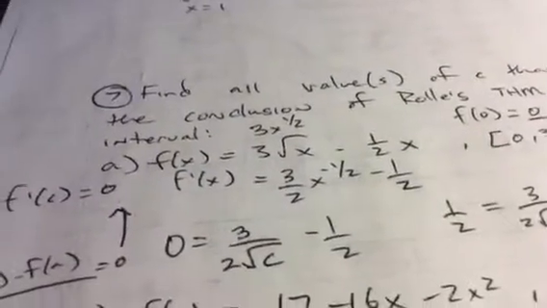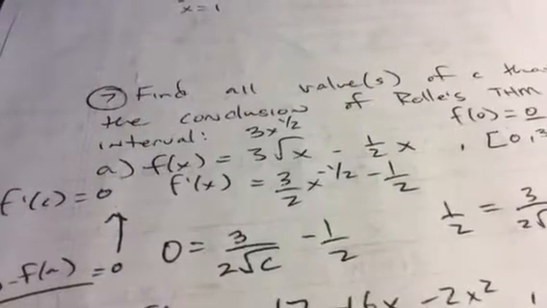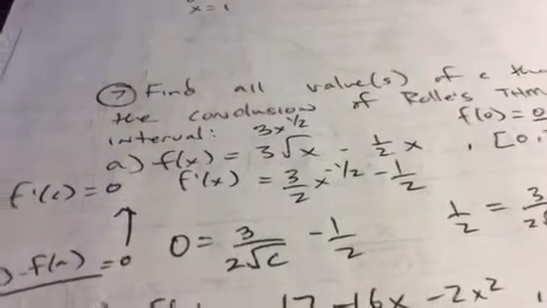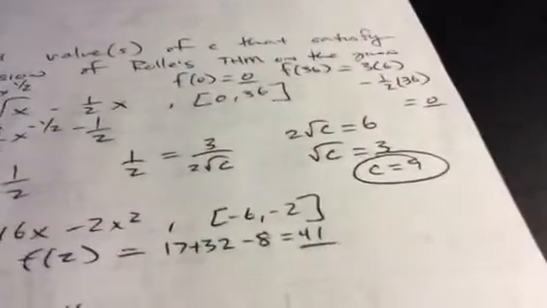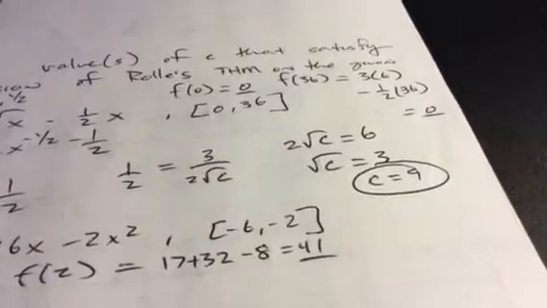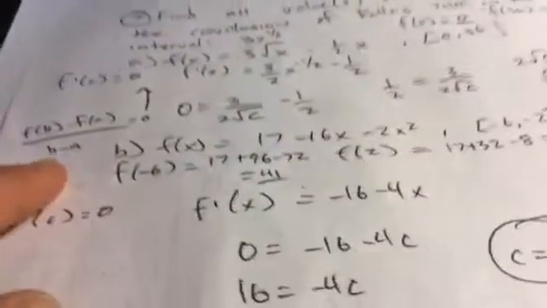All right, so I'm going to put the x to the negative 1/2 in the denominator. And instead of writing the square root of x, I'm going to write the square root of c because we're finding a value c. Move the 1/2 over. Cross multiply. c equals 9. 9 is between 0 and 36. That works. Same thing here, folks.